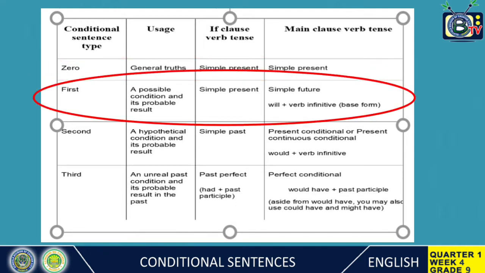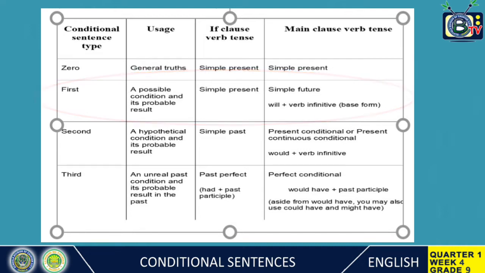For the first type of conditionals, we use it to express a possible condition and its probable result. For the if clause, the verb tense is in the simple present. And for the main clause, the verb tense is in the simple future, or we have will plus the verb in its infinitive form or base form.